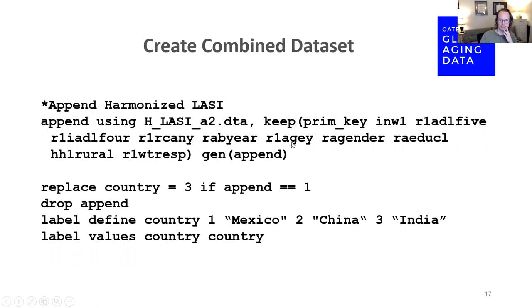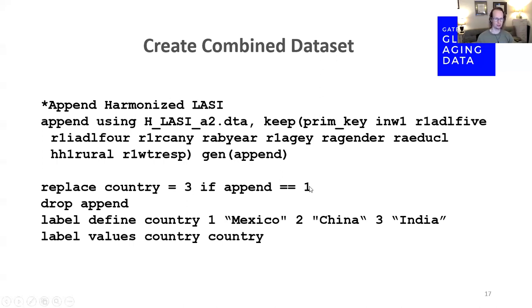We're going to use this same keep option. We're going to keep the unique identifier for LASI, which is prime key. Remember, for LASI, we're using wave 1, so we're going to keep that indicator for whether in wave 1. We'll just keep it for now. And then we're also going to generate another append variable. We can then say replace country is equal to 3 if this append is equal to 1.